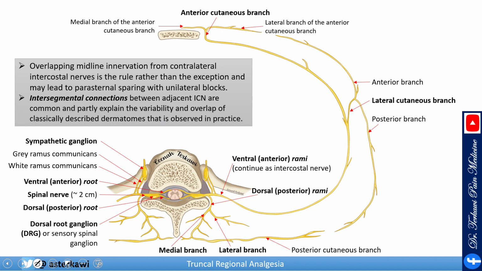Now, another important thing to know is that there is overlapping midline innervation from contralateral intercostal nerve, which is anatomical variation, and there is intersegmental connection between adjacent intercostal nerve, also common, and this explains the variability and overlap that we see in the dermatome pictures.